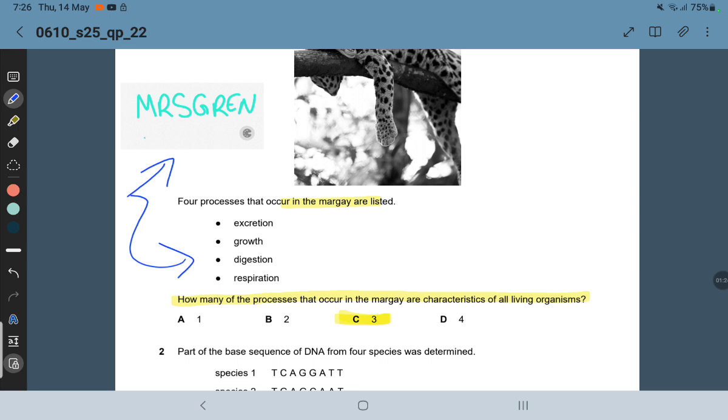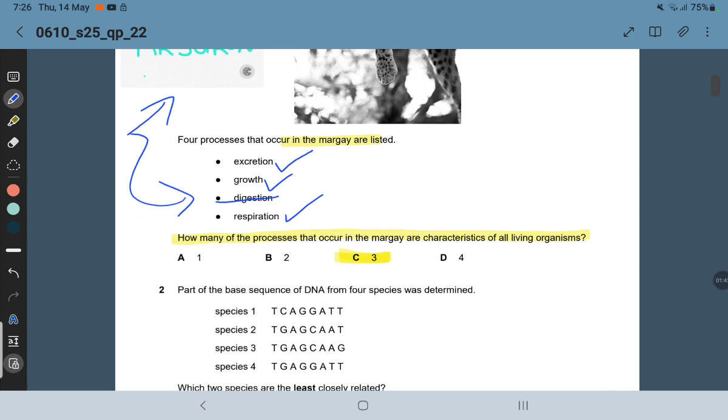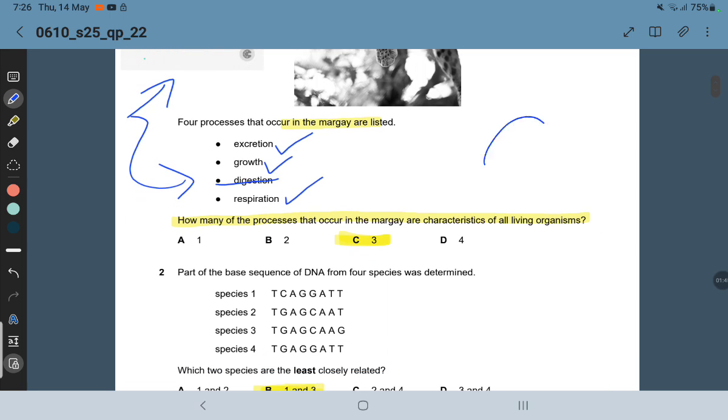So Mrs. GREN: first of all movement, well, I don't have movement here. He's asking how many of the Mrs. GREN characteristics you can see in the question. Well, I can see excretion, growth, and respiration. Digestion is a wrong option because it is not one of the main characteristics of all living organisms. So basically the answer will be C.